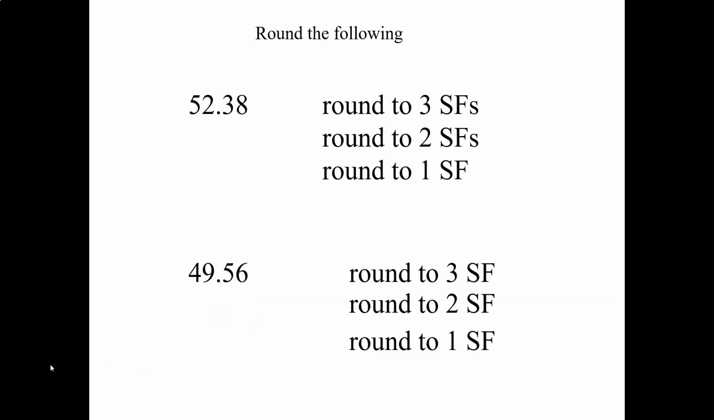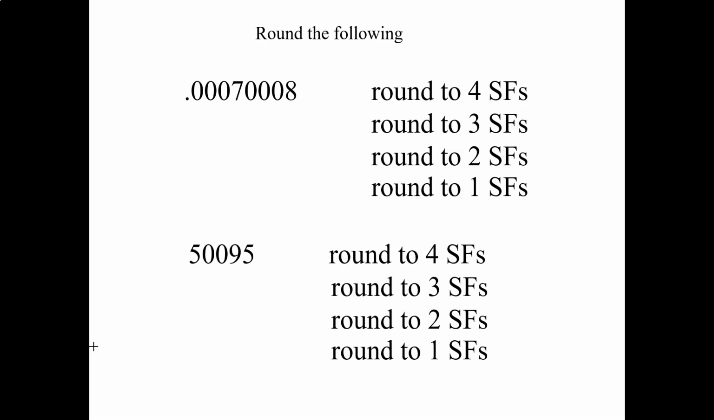Let me pause. Okay, let's round this number to 4 sig figs. So first off, the 3 zeros that come in front of the 7 are not sig figs. They're just placeholders. It's not to say they're not important, but they're not significant figures. So we can't leave them off, but they don't count as sig figs. So we're going to round this to 4 sig figs. I start at my 7 and I go 1, 2, 3, 4. So I'm going to round off that 8. Since it's an 8, I'm going to round that 0 up to 1.